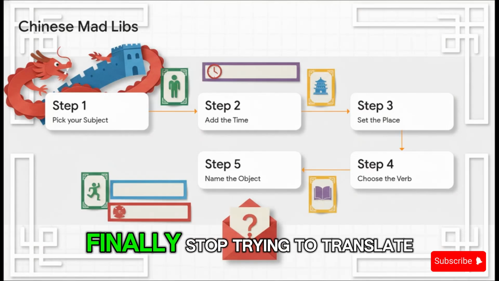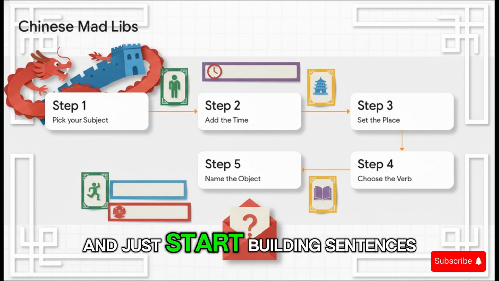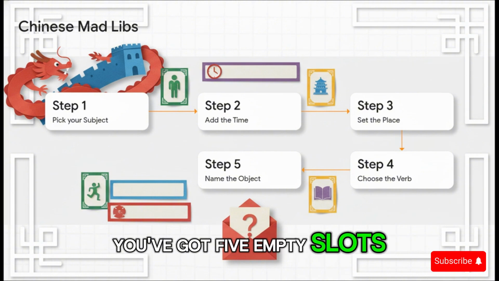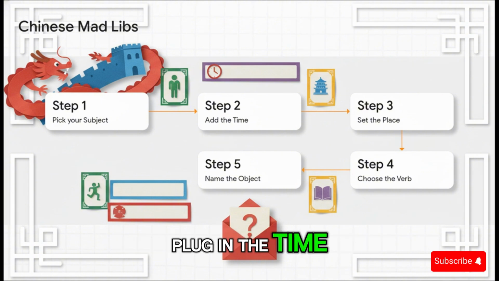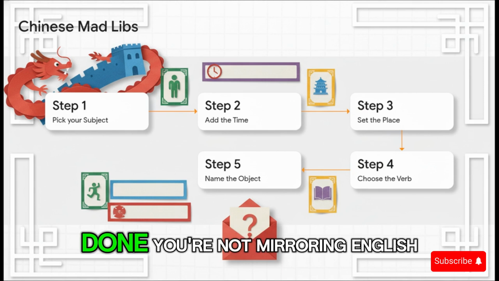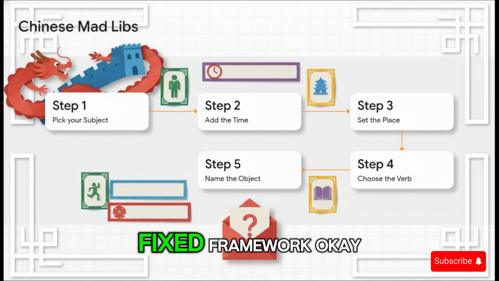This is how you can finally stop trying to translate word for word from English and just start building sentences from scratch. It's kind of like playing Mad Libs. You've got 5 empty slots. You just pick a subject, plug in the time, set the place, choose a verb, and name an object. Boom, done. You're not mirroring English grammar. You're just slotting information into a solid, fixed framework.